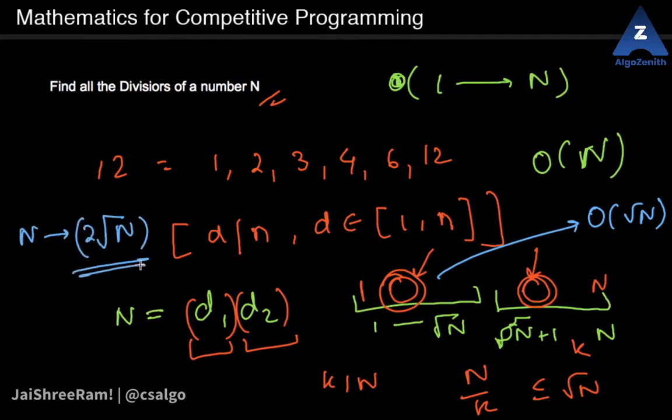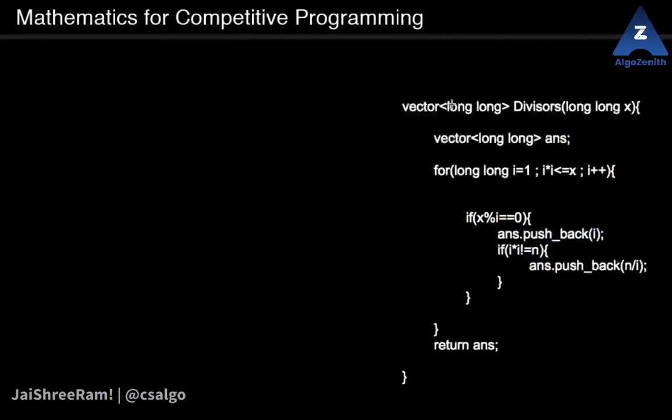Make sense? So this is the whole observation we have for divisors: a number can have at most 2 into root n, or you can say order root n, number of divisors. That is something we are going to leverage in this particular code. So let's have a look at what we are trying to do here.